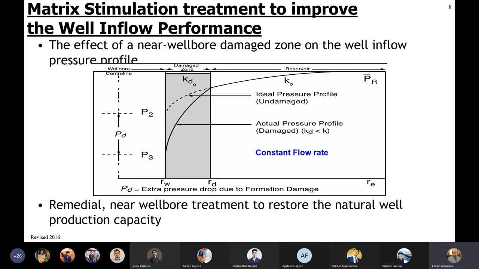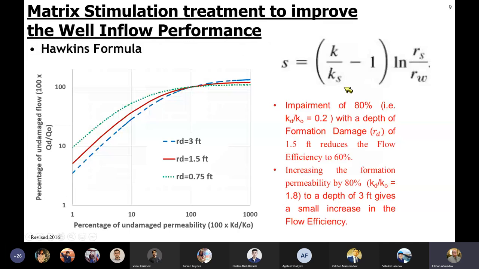Again, mentioning the Hawkins formula that we talked about in the previous chapter. Just reminding you that from the previous chapter, you have seen different exposition of these charts when we have a different damage radius, and the effect of this and the percentage on undamaged permeability, and the percentage of undamaged. So this is the productivity increase or decrease.